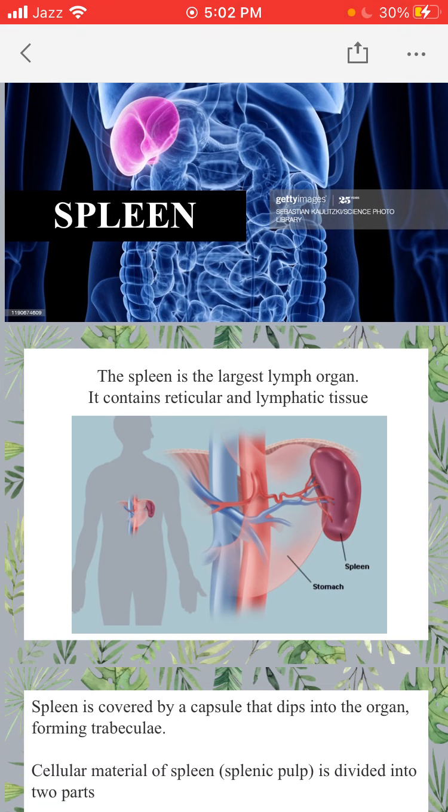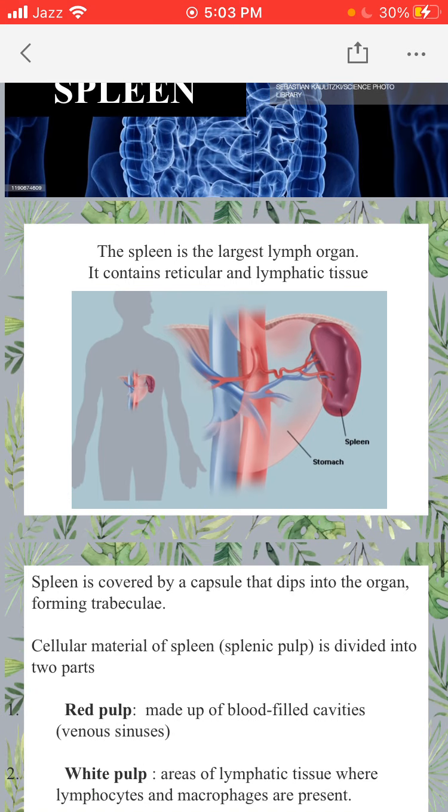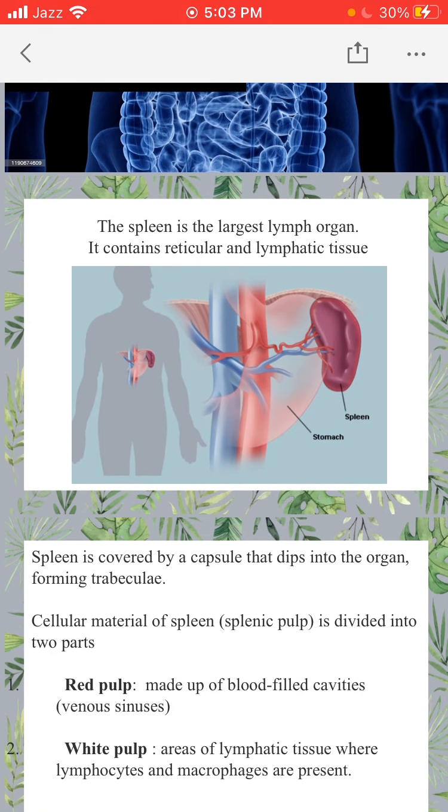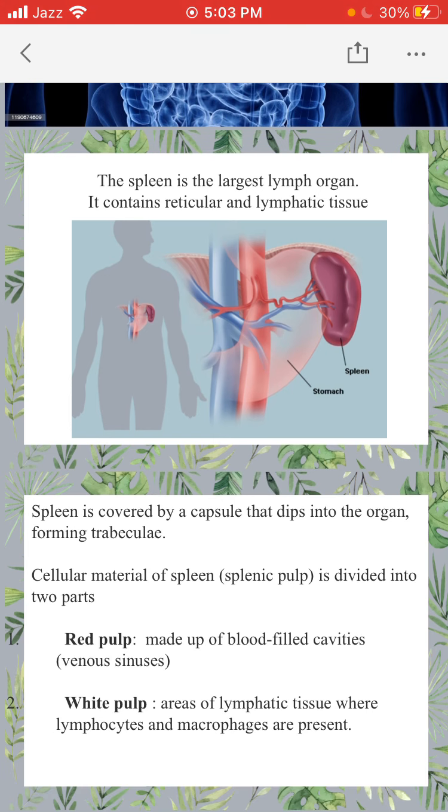We can see in this diagram that at the upper end of the stomach, on the left side, we have the spleen. The spleen is covered by a splenic capsule, and it is divided into red pulp as well as white pulp. Red pulp is made up of venous sinuses, and these venous sinuses contain blood. So that's why it is called red pulp.